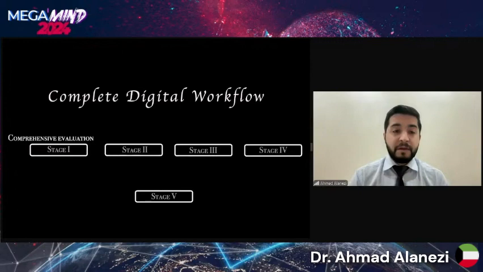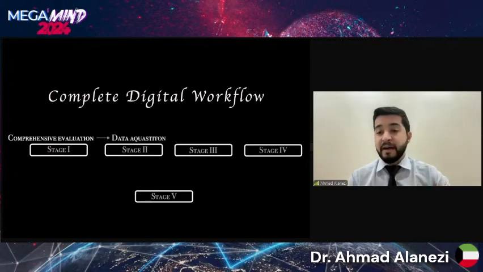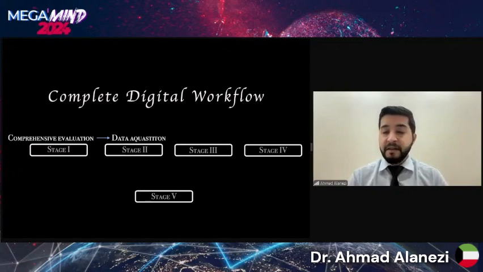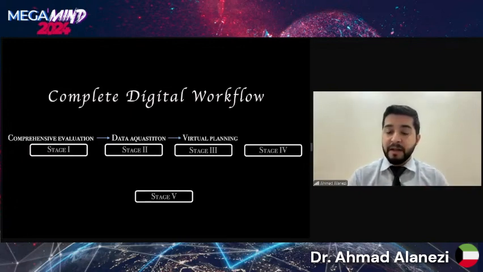After a thorough evaluation, you can move into the data acquisition phase, which is mainly digitizing your patient. You can do this with three tools. One is a cone beam CT to get your DICOM file, the second is an intraoral scan, and the third is a 2D photograph or a 3D facial scan. After having this data, you will be able to perform virtual planning. During the virtual planning phase, you will superimpose these data together, the DICOM with the IOS file.